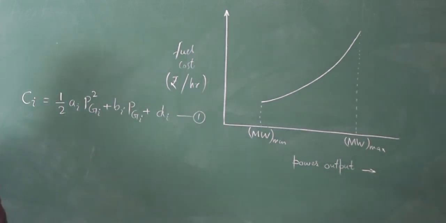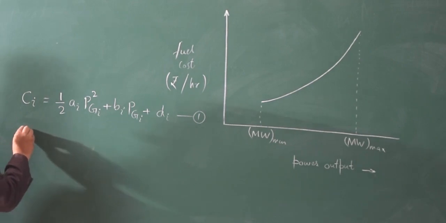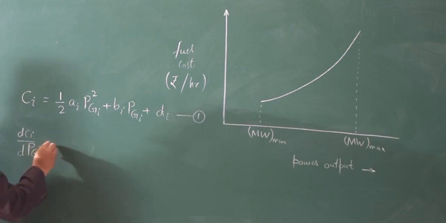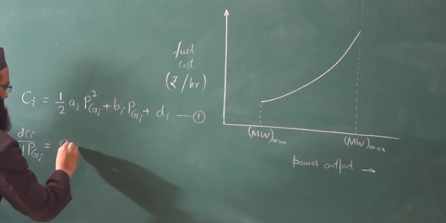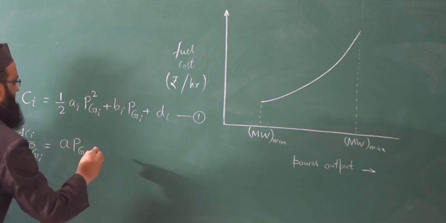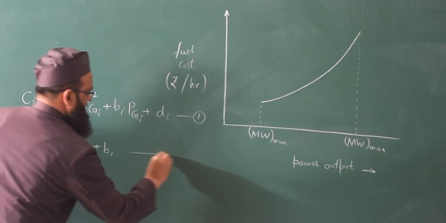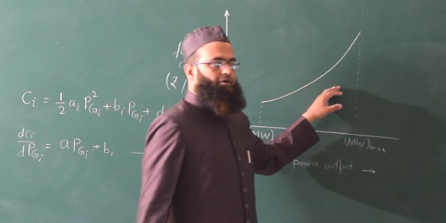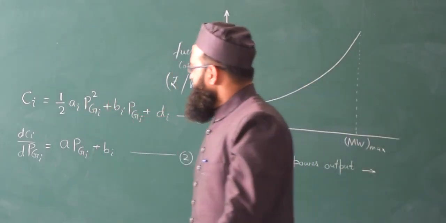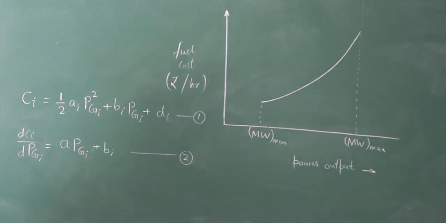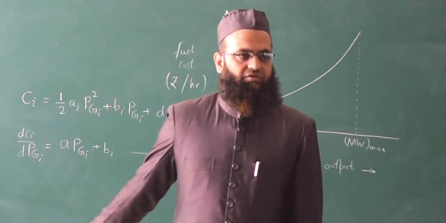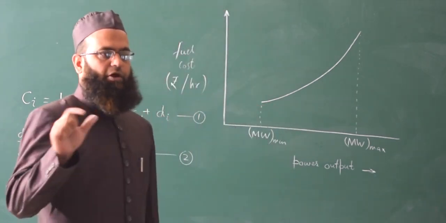So differentiate it. The first derivative will be dCi upon what is the variable? dpgi. This will be equal to ai pgi plus bi. This is the slope of this curve, right? First derivative. This is known as incremental fuel cost. Right here, this is incremental fuel cost. So different units will have different ICi, incremental fuel cost.